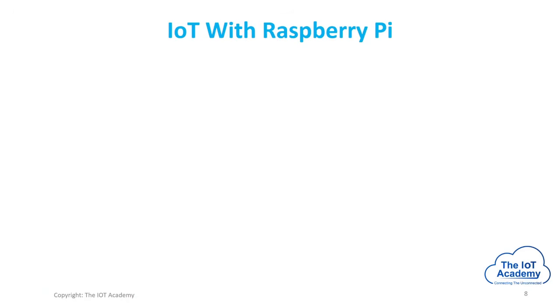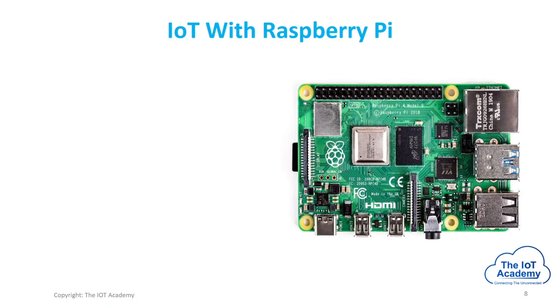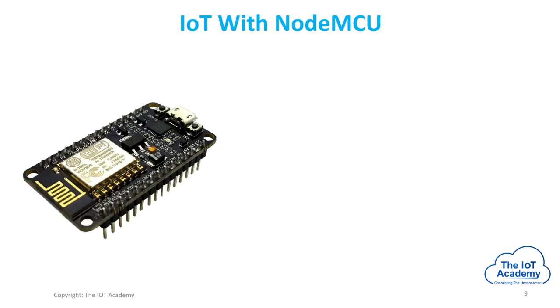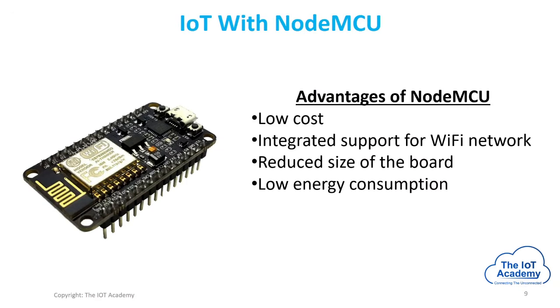And if we talk about IoT with Raspberry Pi, Raspberry Pi also has the Wi-Fi capability, but the problem is the price of the hardware. The price of the hardware is very high, so it is very expensive. When we talk about IoT with NodeMCU, what are the advantages? It is a low cost device. It has integrated support for Wi-Fi, reduced size of the board and low energy consumption. So the price of this is very low, so it is a low cost device and Wi-Fi capabilities are available.